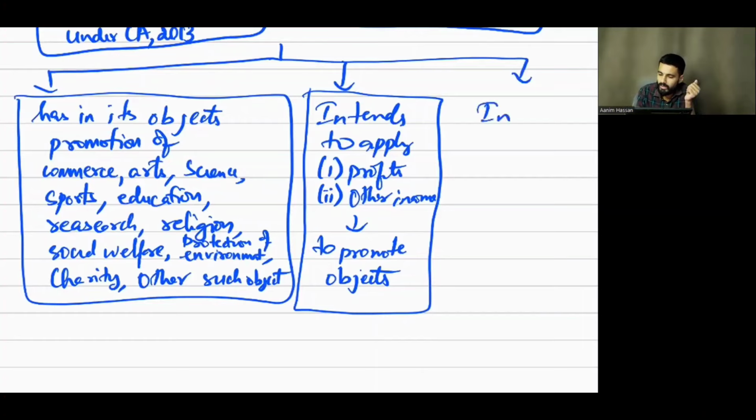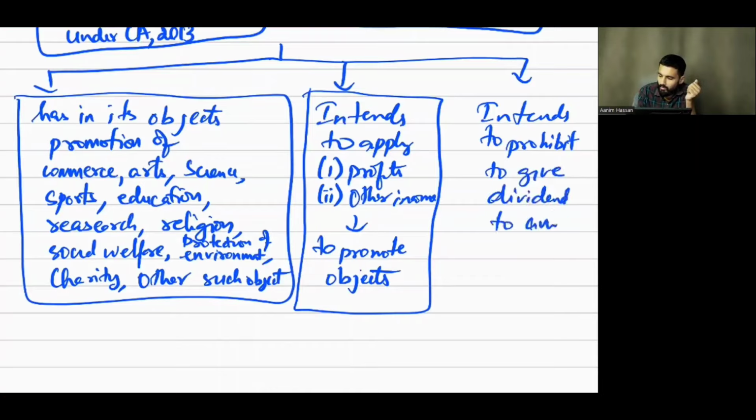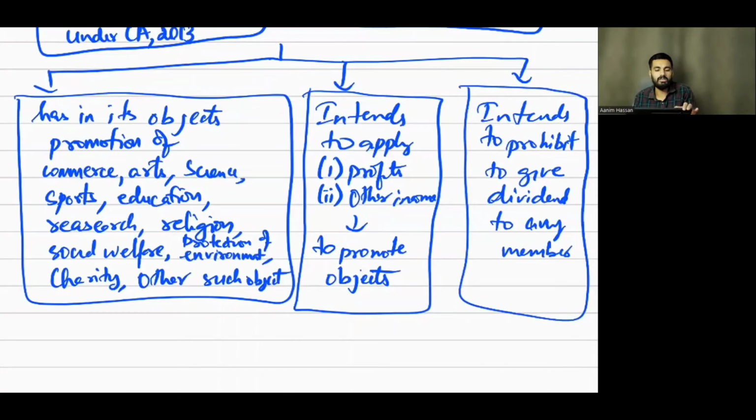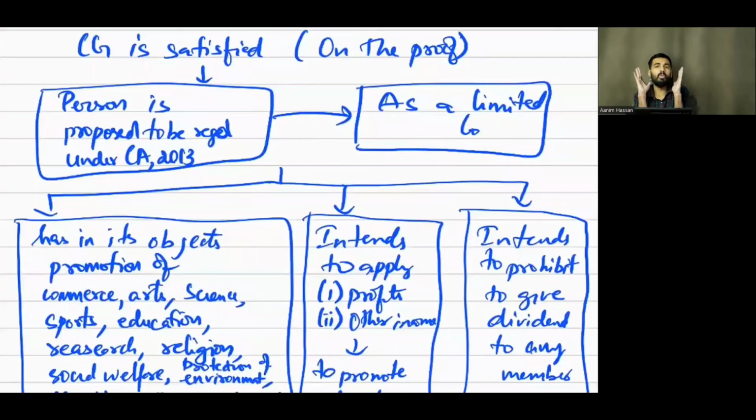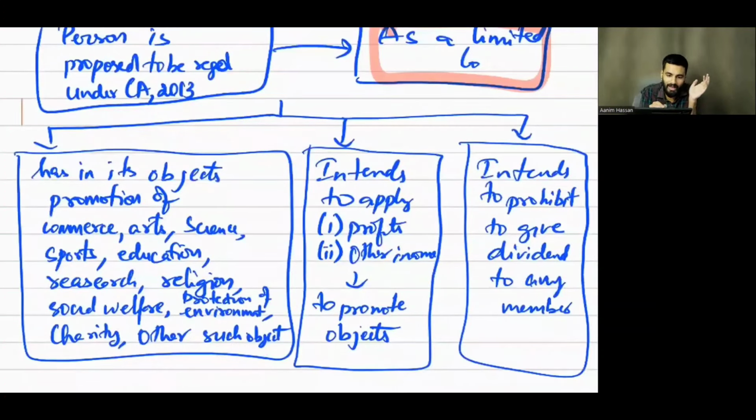Next, it intends to prohibit giving dividend to any member. So the Central Government is satisfied that a company that is going to be incorporated as a limited company has as its objects commerce, art, science, sports, education, research, religion, social welfare, protection of the environment, charity, or other such objects.